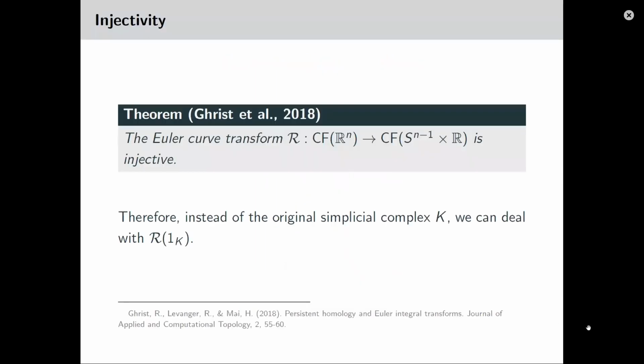Right. So the most important theorem for this Euler curve transform is injectivity. That means this transform from CF(R^n) to CF(S^{m-1} × R) is injective. Without this injectivity, we cannot distinguish two different things after a transformation, but the Euler curve transform somehow preserves enough information to distinguish two different things. So yeah, it is a good thing. Therefore, instead of analyzing the simplicial complex itself, it is sufficient to analyze this object, this function.